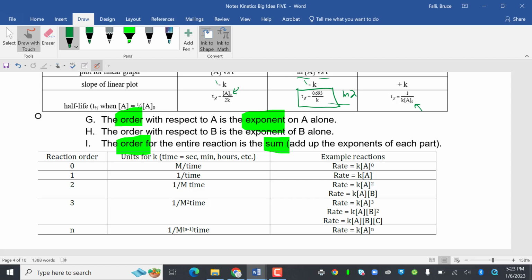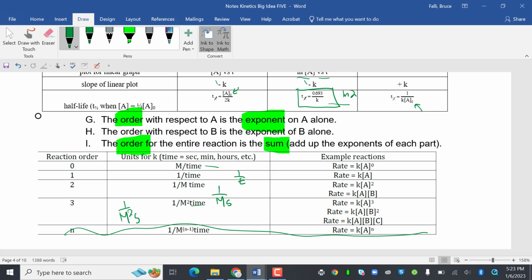Reaction order, if it's 0, the units for k is going to be 1 over time. Okay, if it's first order, it's going to be 1 over time, and this is going to be 1 over molarity seconds in this case, right? And this would be 1 over molarity squared seconds, because remember that time's going to be on the bottom, okay? And then we don't have any n.